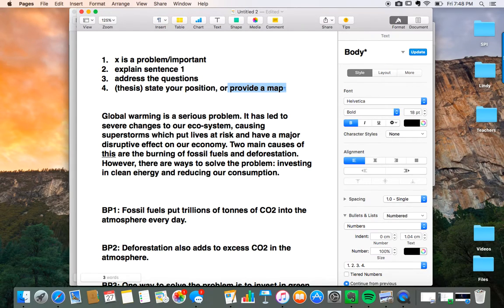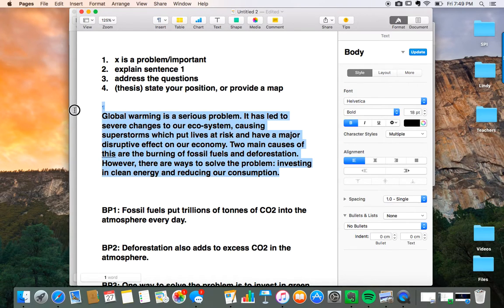Next, however, there are ways to solve this problem. Investing in clean energy and reducing our consumption. Keep it short. And of course, little grammar point here, investing, reducing. All right, so it's really important here that you just keep it simple. Don't try to overcomplicate the first paragraph with complex grammar. Do not try to do that, and we'll talk about that more in body paragraphs. Again, nice and simple. If you want to make it a bit fancy, that's fine.